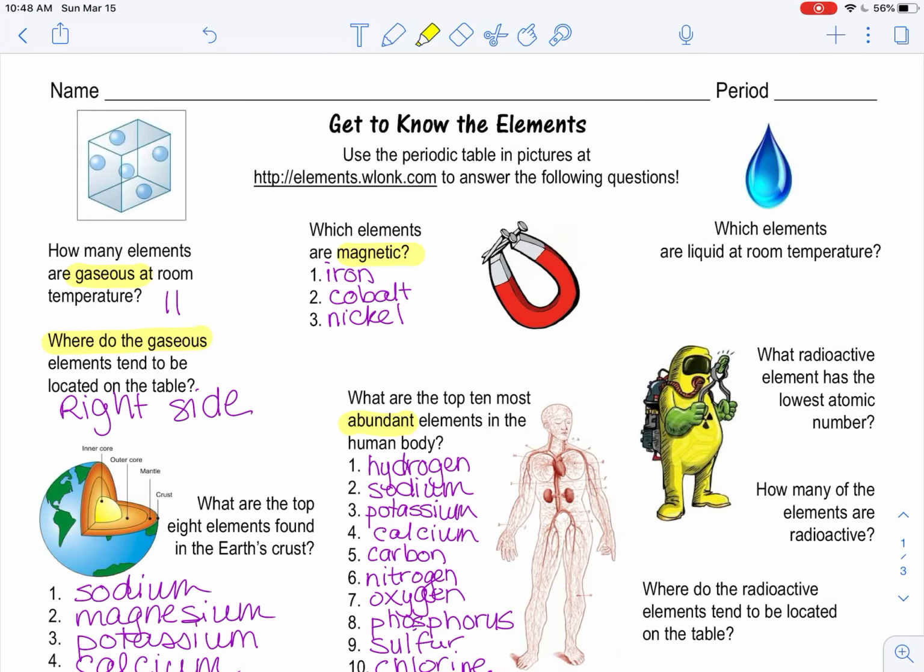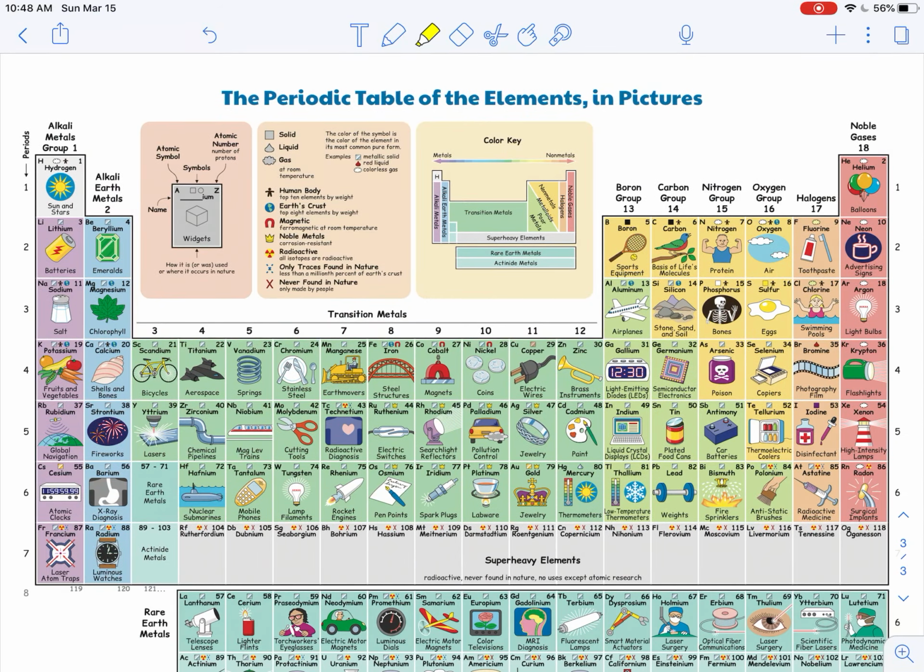All right, to finish off the front page, it's asking me which elements are liquid at room temperature. Let's go down and see, and just like before, up here it's going to show us that our liquid elements have this little symbol, and this time we're looking for a little drop of liquid. Since it's asking us which ones, I don't think that I'm going to see very many. Oh, here's one. I see bromine. That has the little liquid symbol.